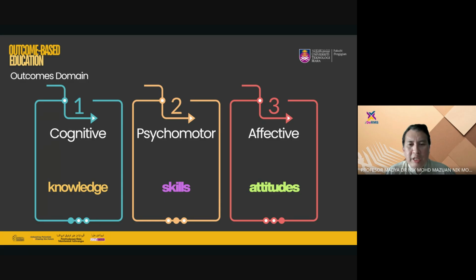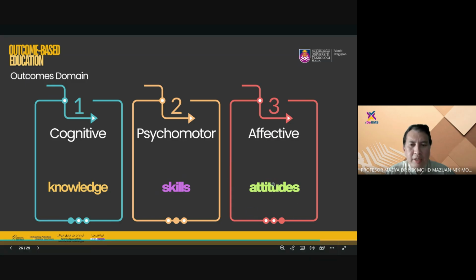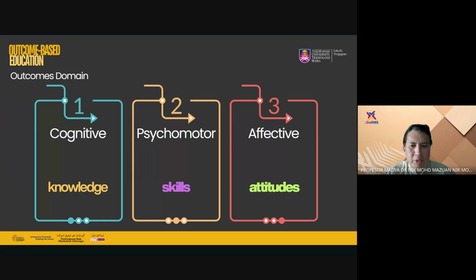Psychomotor and affective are a bit more complicated, but if you understand from now, it's slightly easier in the future. Affective literally means attitudes. Psychomotor literally means motor skills. What they do matters for psychomotor; how they behave matters for affective. We need our students to have these three domains in our course. Some courses are heavy on cognitive, some are heavy on affective. It doesn't matter as long as you can achieve the outcomes.